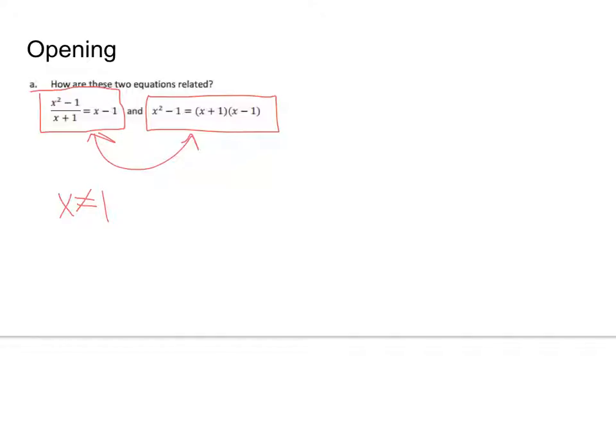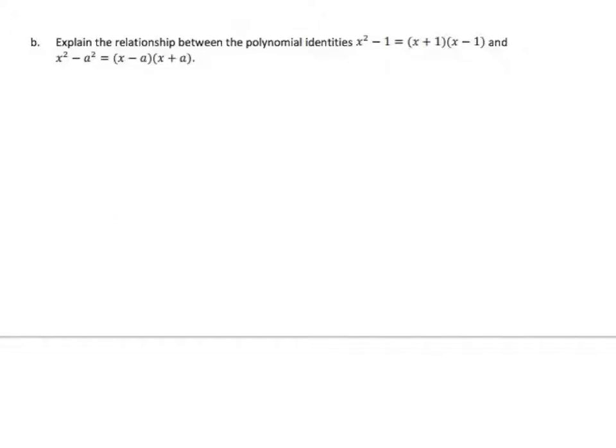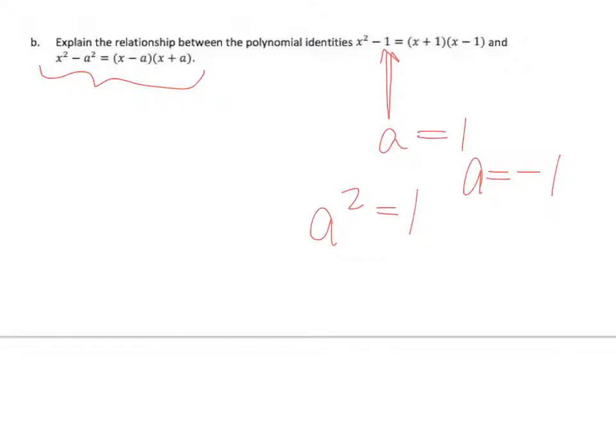We have the difference of squares identity. So explain the relationship between the polynomial identities x squared minus 1 equals x plus 1 times x minus 1, and x squared minus a squared equals x minus a times x plus a. If this were a, a squared is still 1. So they're the exact same problems. Of course, we have a equals 1 here. a could also equal negative 1.